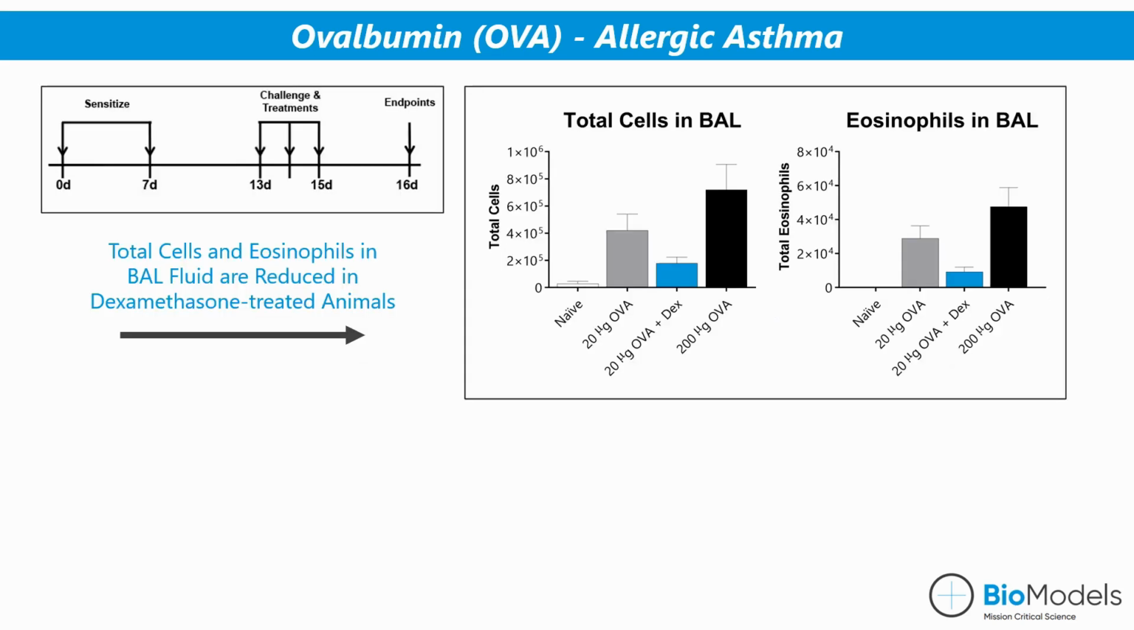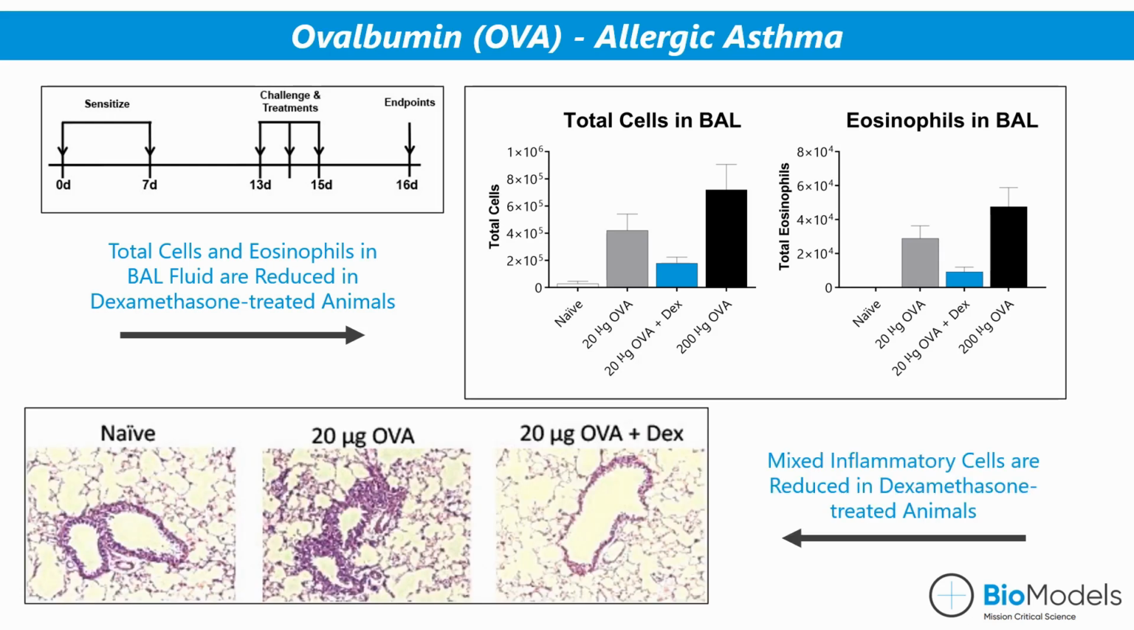Additional data for this model includes analysis of bronchoalveolar lavage fluid. As you can see here, in asthmatic animals, we see increases in total cells and total eosinophils, and with dexamethasone treatment, we see a substantial drop in those cell types. When looking at lung histology in these asthmatic animals, we see that mixed inflammatory cells are highly upregulated in these lungs, and that with dexamethasone treatment, we have a return closer to the naive phenotype.